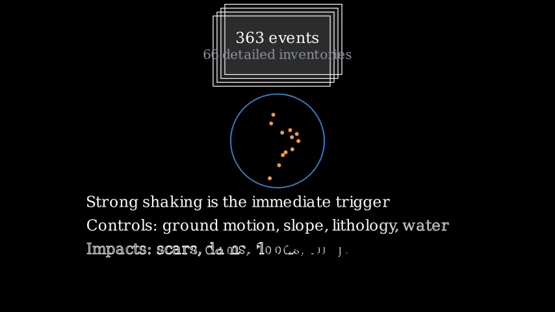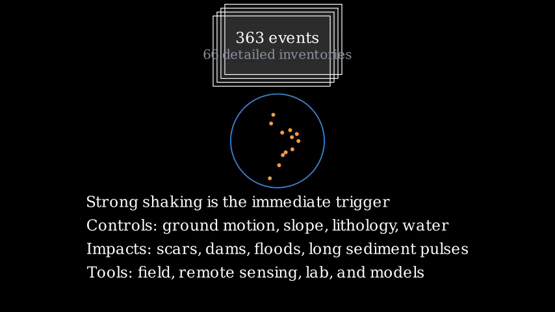To summarize, earthquakes in steep terrain commonly trigger thousands of landslides, especially near faults and in areas of very strong shaking. Slope angle, rock and soil strength, and water content modulate where failures occur. The geomorphic impact is immediate and long-lasting, from hillslope stripping to river damming and prolonged sediment pulses. Field mapping, remote sensing, lab tests, and statistical models together help us understand, map, and anticipate these cascading hazards.